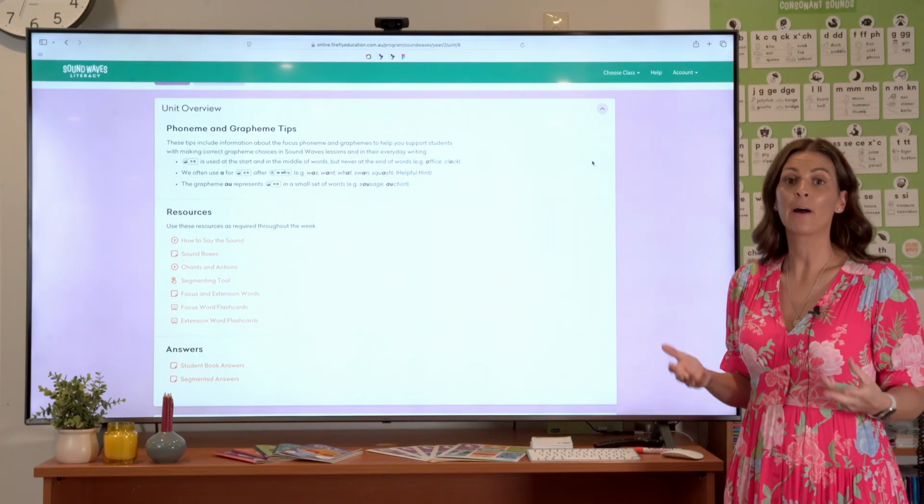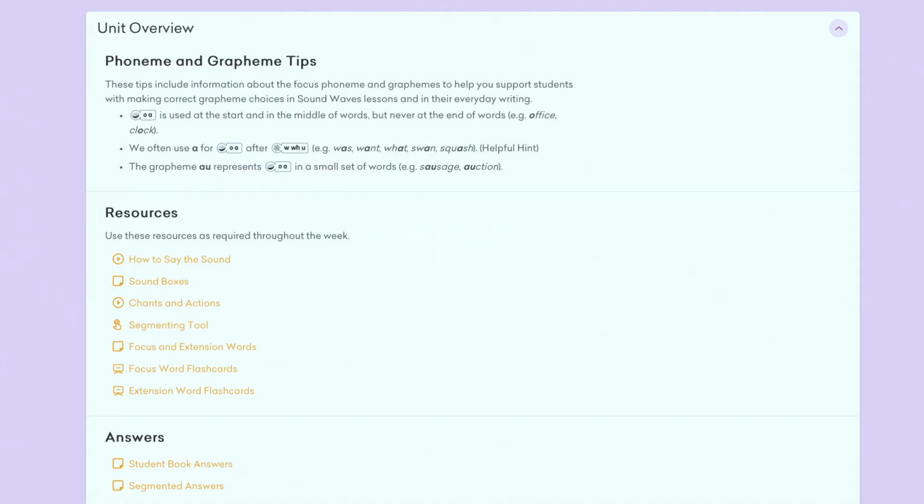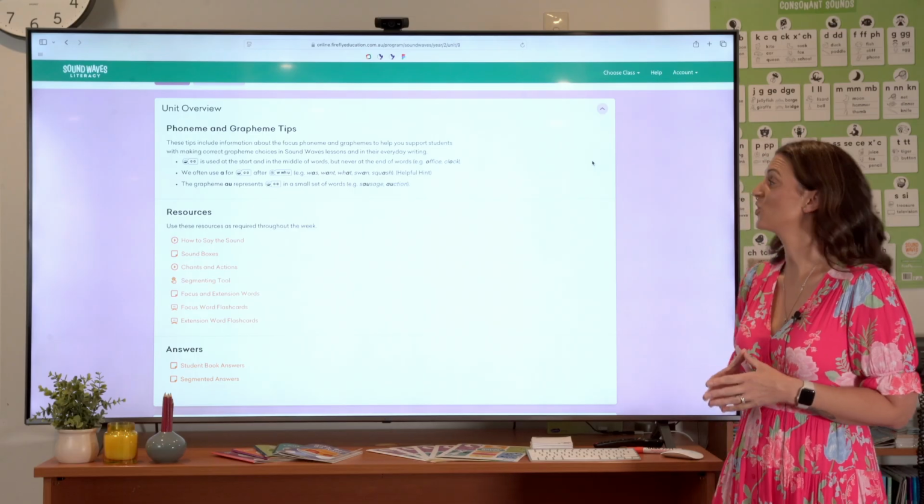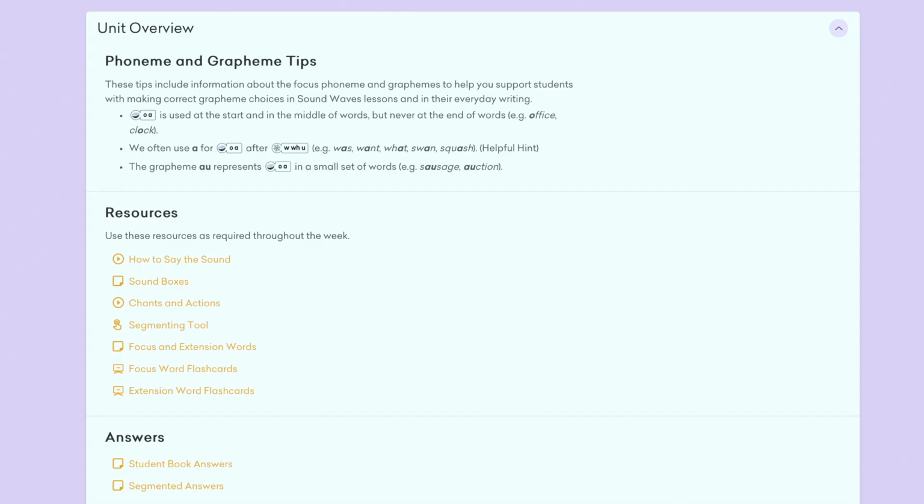So for the example of our O unit that we're doing this week, we can see that O is used at the start and in the middle of words, but never at the end of words. For example, office and clock. We often use A for O after W. Examples: was, want, what, swan, and squash. So this is one of our helpful hints, which will be really beneficial to your students. And the grapheme AU represents O in a small set of words, such as sausage and auction.